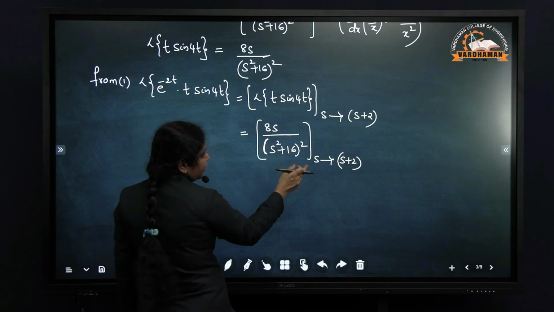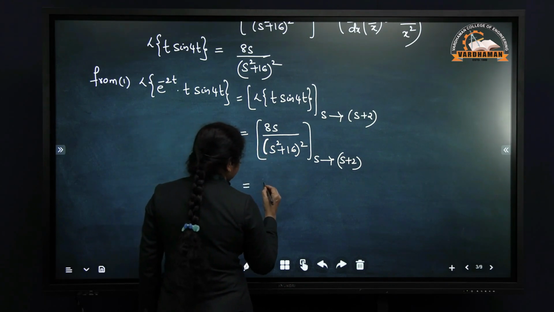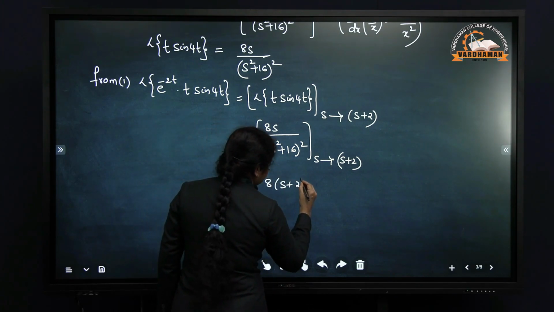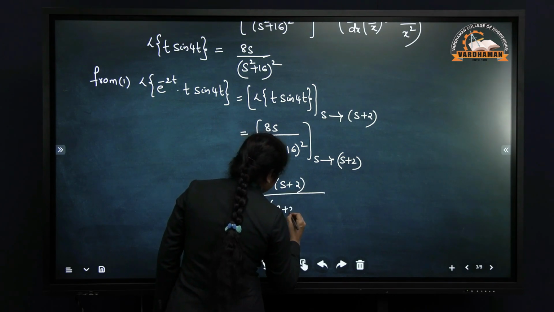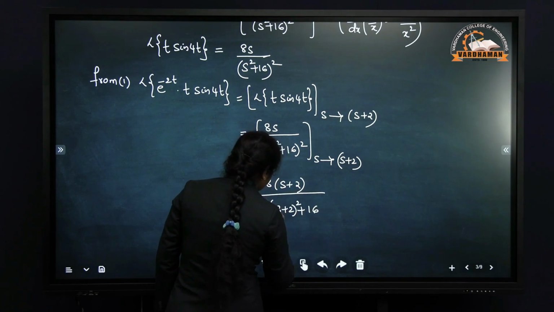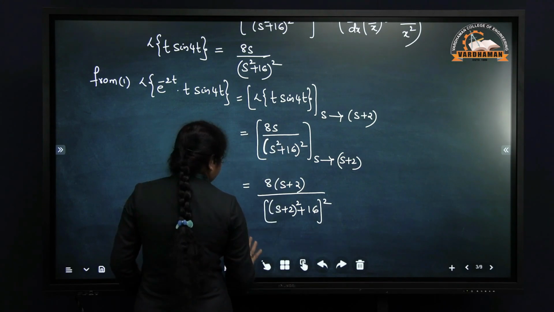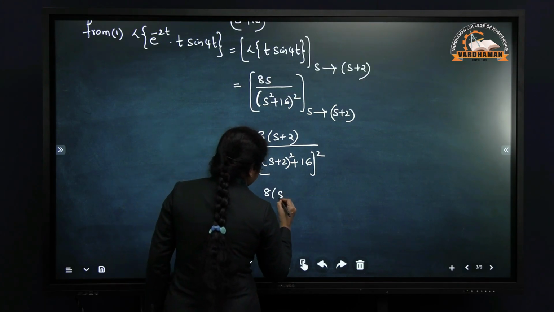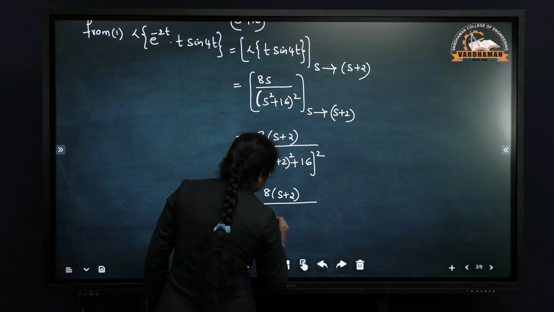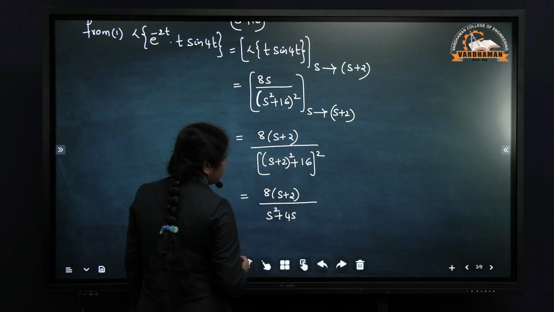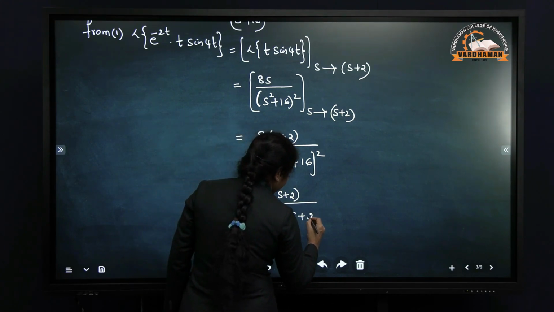Now changing s to s plus 2 gives the result as 8 into s plus 2 by s plus 2 whole square plus 16 whole square, and the simplification gives 8 into s plus 2 by s square plus 4s plus 4 plus 16, that is plus 20, whole square.